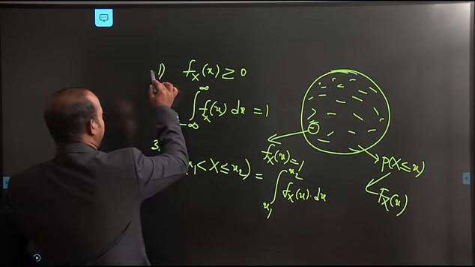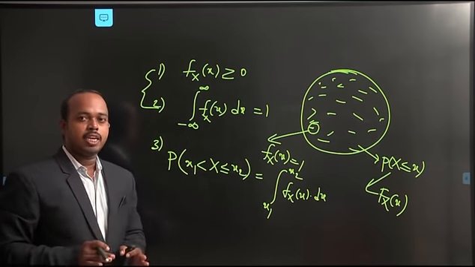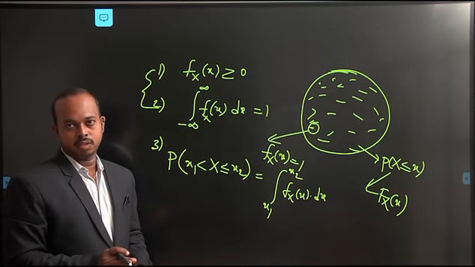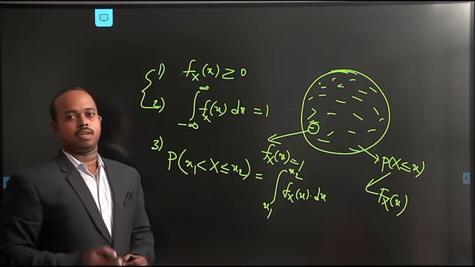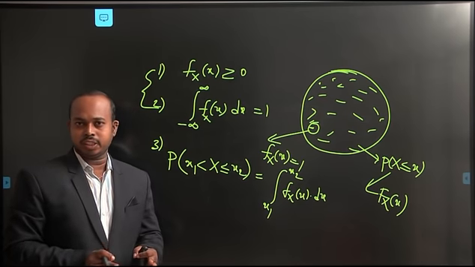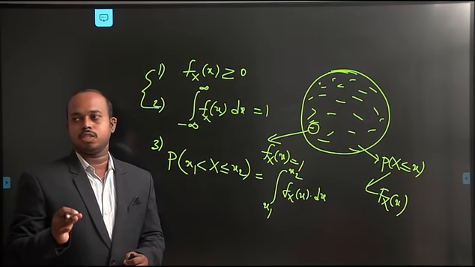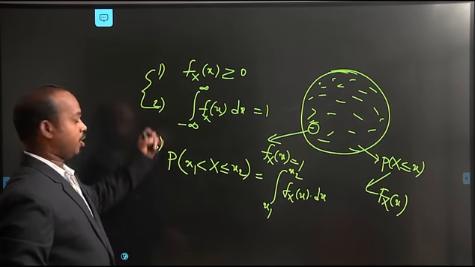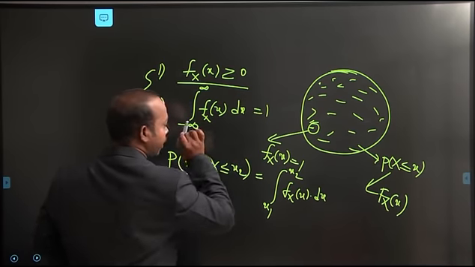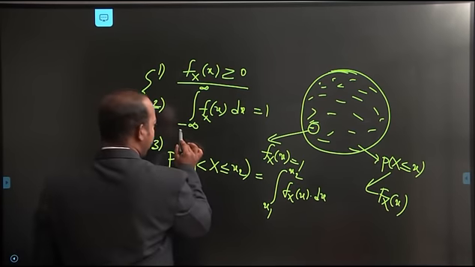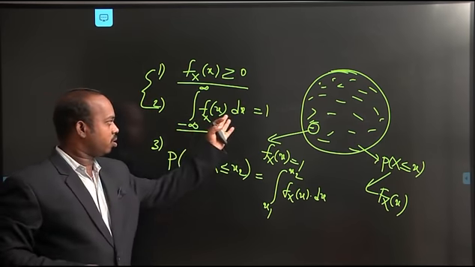Here, the main properties 1 and 2 are essential for any density function. Suppose you are given a function and asked to check whether it is a valid probability density function or not. The validity of a probability density function is determined mainly by these two properties: the value of f_X(x) is greater than or equal to 0, and the area under the density function must be equal to 1.